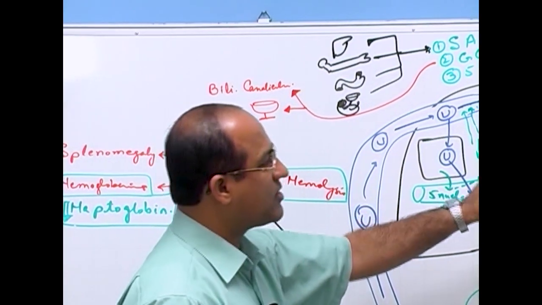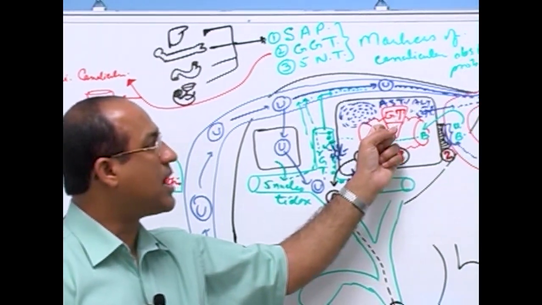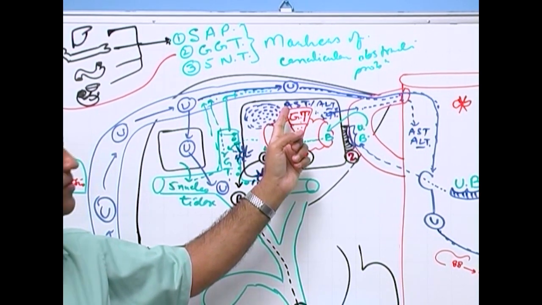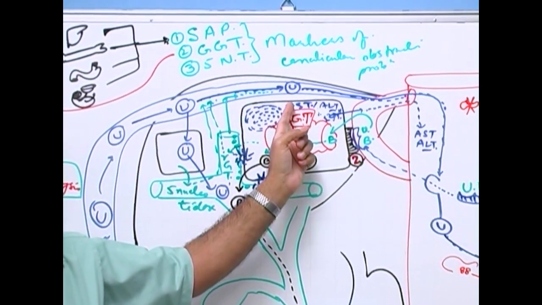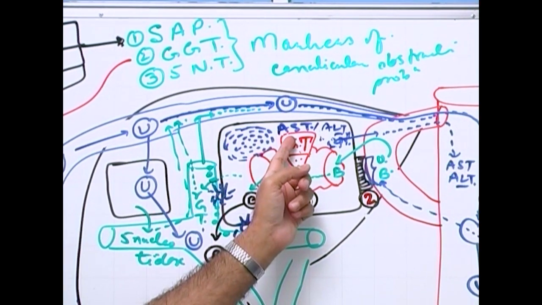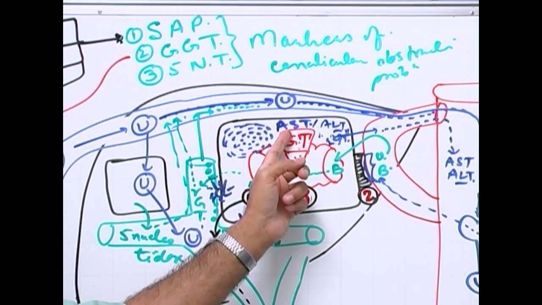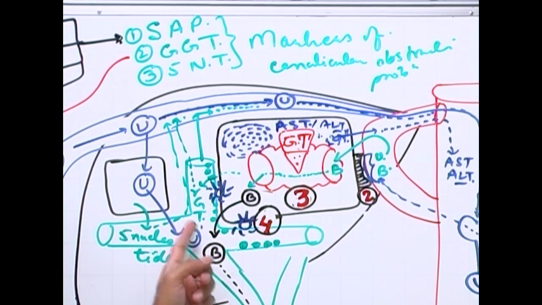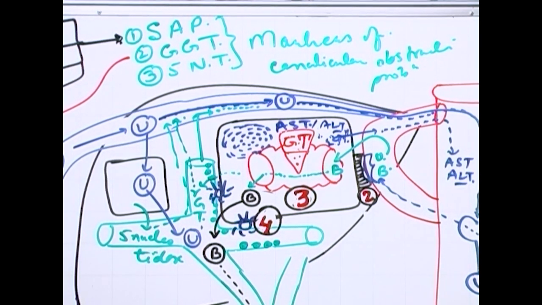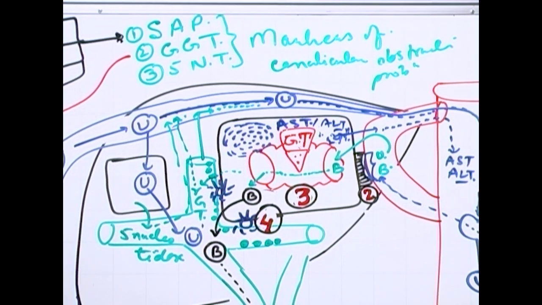In a nutshell, what we can say is that the markers of hepatocellular injury are AST and ALT. Out of that, ALT is more specific because AST is released by other tissues, not only from the liver. And the marker of canalicular injury is mainly serum alkaline phosphatase, but along with that, serum levels of gamma glutamyl transferase and 5-nucleotidase also go up.